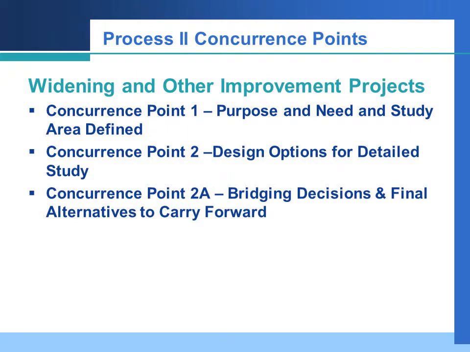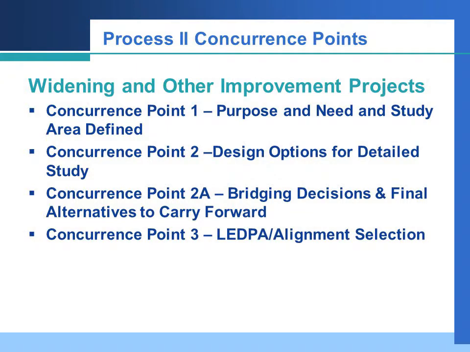Concurrence point 2a is the decision on where bridges should be located and how long they should be. Concurrence point 2a also is the decision on the final alternatives to be studied in the NEPA document. Concurrence point 3 is the decision on the selection of the alignment of the road within the widening corridor and the identification of the least environmentally damaging practicable alternative, or LEDPA.